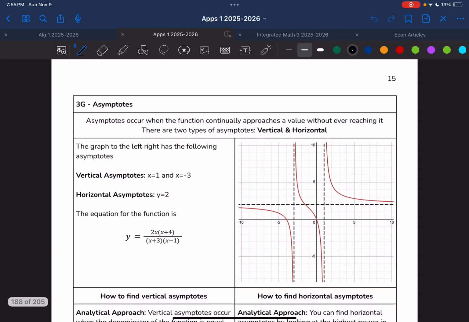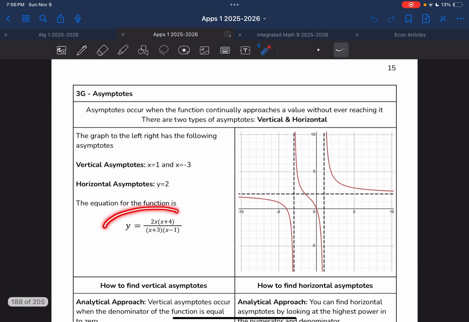Alright, so in this video, I'm going to be talking through pages 15, 16, and 17 in the notes packet. This is all about asymptotes. Asymptotes occur whenever a function gets infinitely closer to a line. It'll get continuously closer to that line without ever hitting it. And you can have both horizontal and vertical asymptotes. So this is the example that I drew to make that clear for you guys.